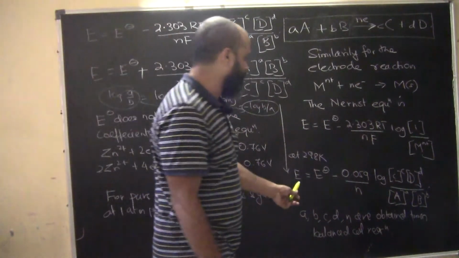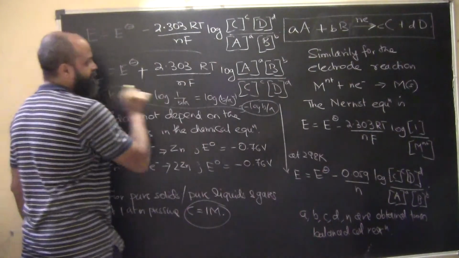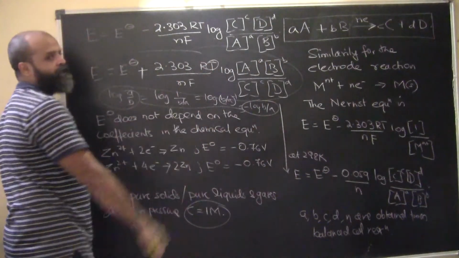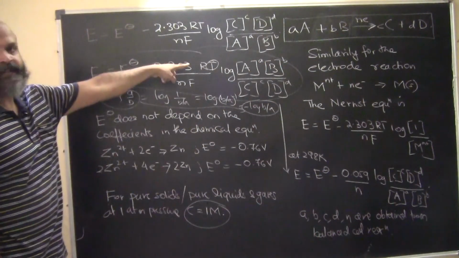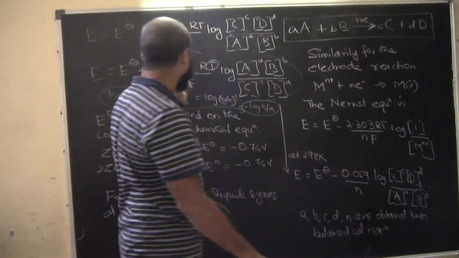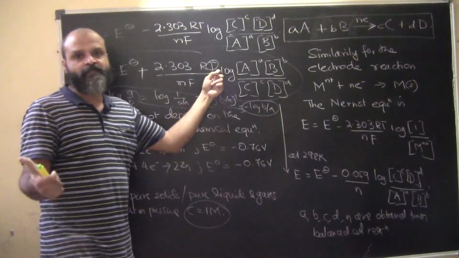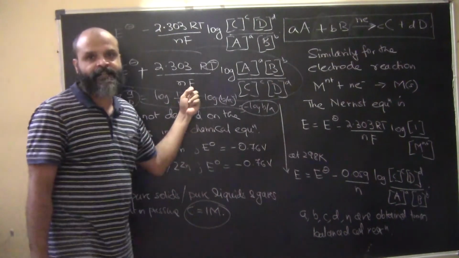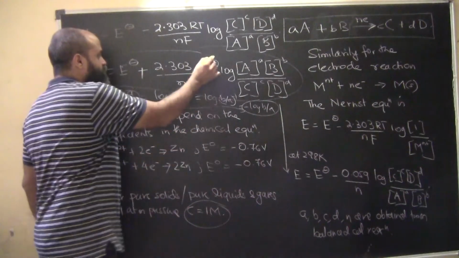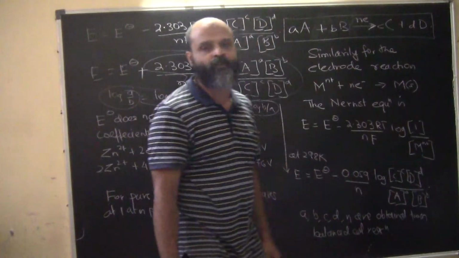So if this reaction is happening at a temperature of 298 Kelvin, by putting values we know 2.303 into 8.31 into 298, upon the Faraday's constant 96500. So if we calculate this entire part, this comes to be 0.059.